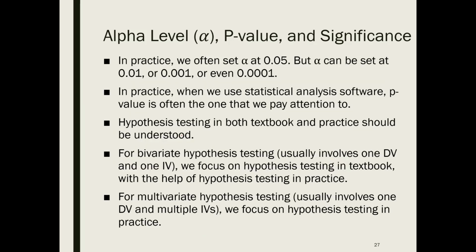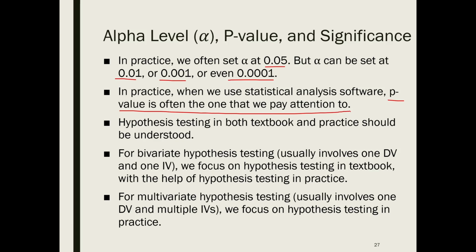So, the relationship between alpha level, p-value, and significance. I mentioned those things a couple of times, but here is a little bit of summary for this PowerPoint. First of all, in practice, we often set the alpha level at 0.1, but it could be set at 0.01 or 0.001 or even 0.0001. It depends on your research questions and the sample of the data or the sample size, something like that.